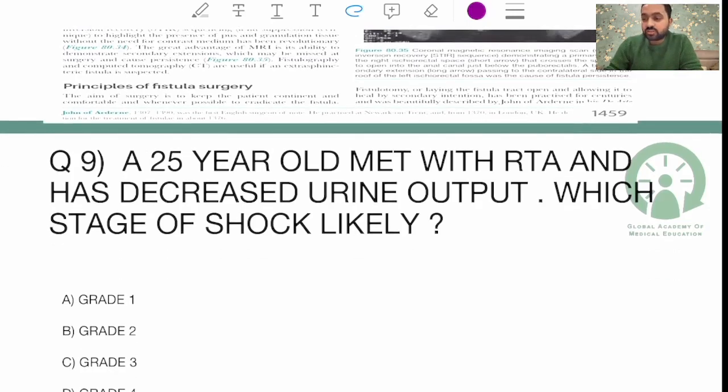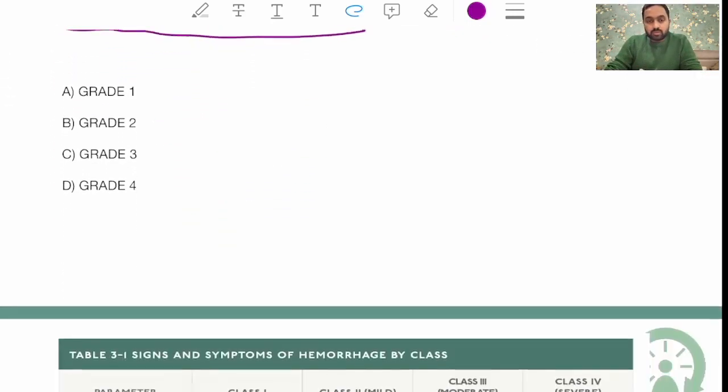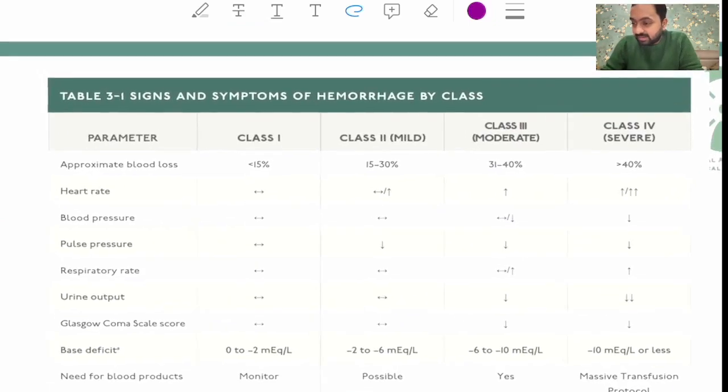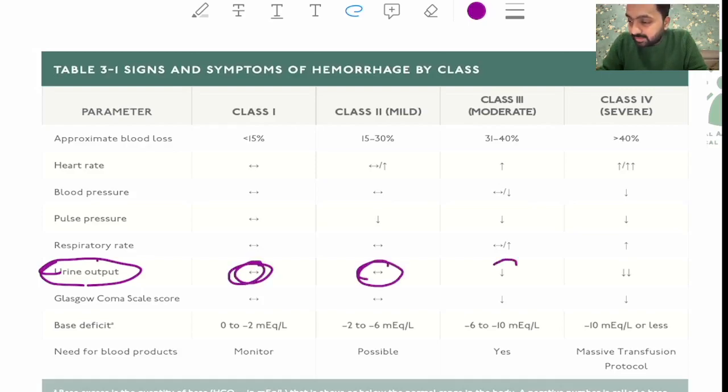Now this question has been discussed multiple times, right? The important chart. So it was basically a clinical scenario, and they were asking from which stage of shock is the urine output likely to be decreased, right? So this table taken from the ATLS 10 guideline clearly says, if you look at the urine output, in class 1 it remains normal, so in 2, whereas in class 3 it starts decreasing, right?